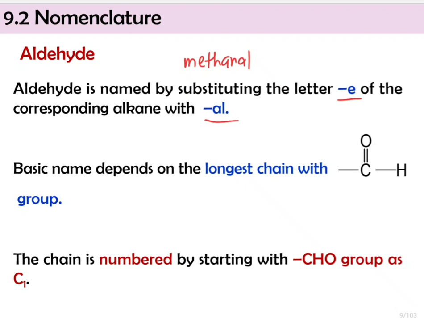Okay, what about the parent? Okay, so parent must be the longest chain with this functional group. Okay. And since aldehyde, dia adalah C double bond OH, jadi dia mesti dekat hujung tau. So C double bond OH is always at the end. That's why kita akan bagi dia nombor 1. Okay. Jadi macam mana pun, nombor 1 mesti dekat C double bond OH.